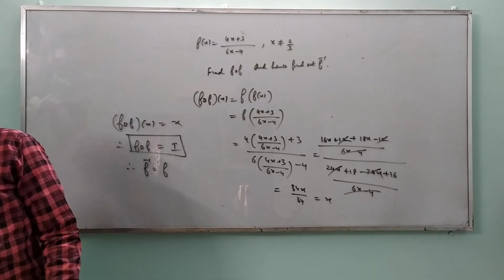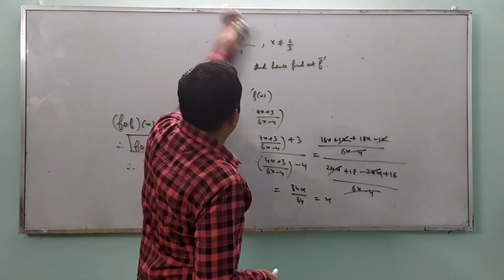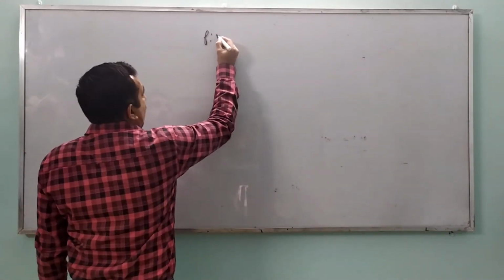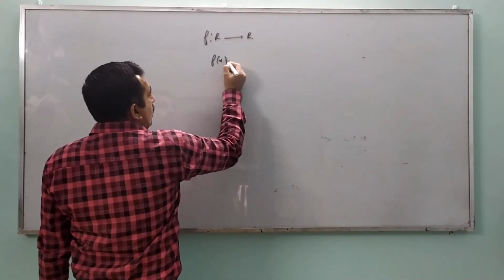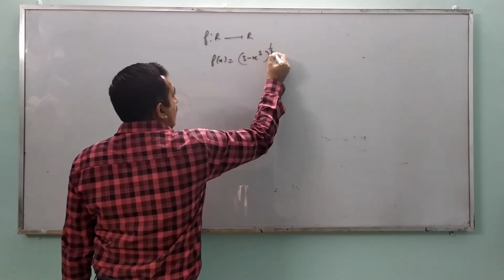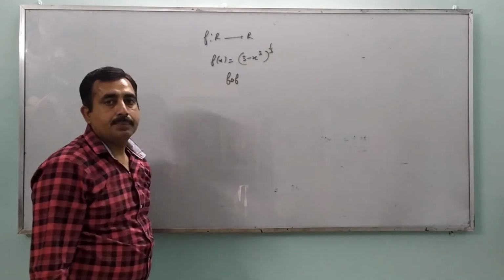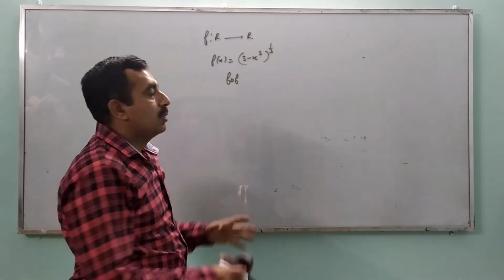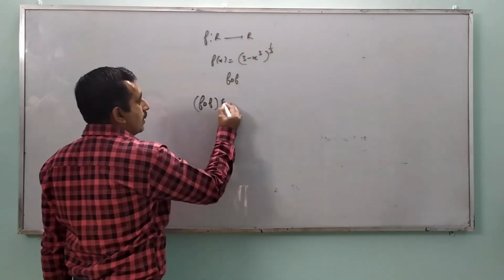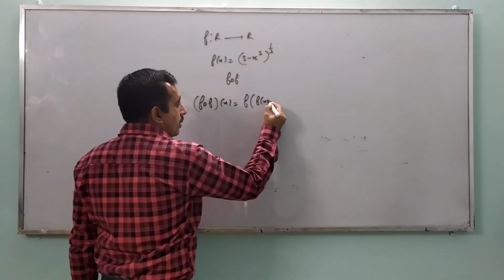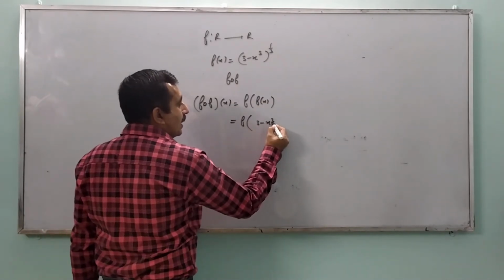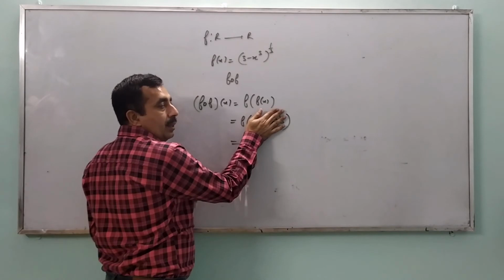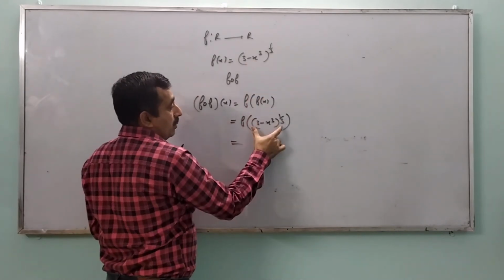See one more example. Suppose f is a function from R to R such that f of x equals 3 minus x cubed, whole power 1 by 3, and the question is to find this. This is the function that is given to you. So again I have to start with f of f of x. It is f of 3 minus x cubed whole power 1 by 3, and now this whole value will become x. So wherever there is x, you write this.